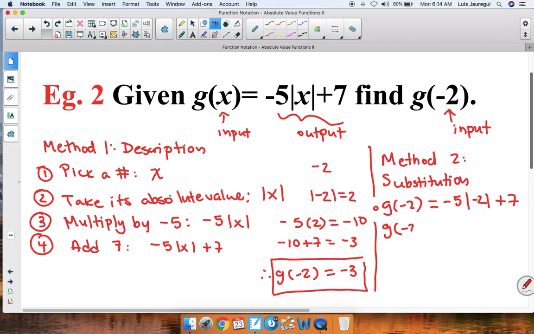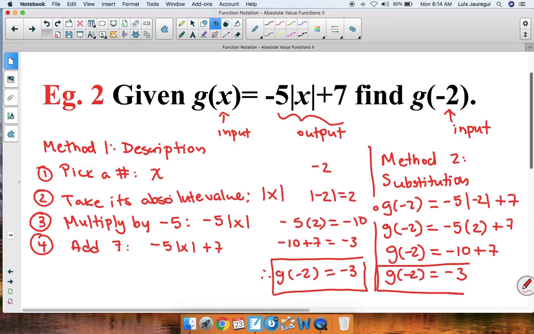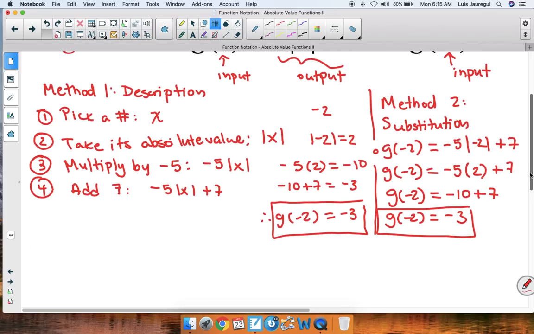Now, we're going to use the order of operations to figure out what g of -2 is. So we have g of -2 is equal to -5 times the absolute value of -2, which is 2, plus 7. Now again, following the order of operations, we get that g of -2 is equal to -5 times 2, which is -10, plus 7. And we get that g of -2 is equal to -10 plus 7, which is -3. And notice that regardless of which method we use, we get that g of -2 is equal to -3.